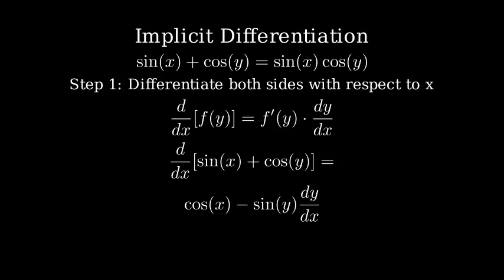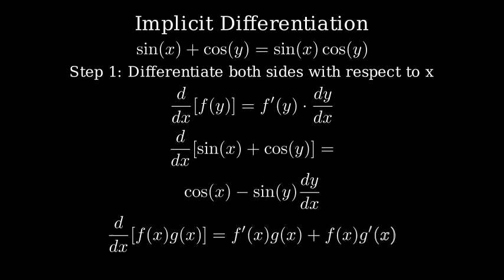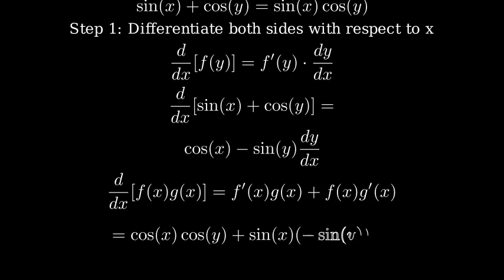Now for the right side, we use the product rule, since we have sin(x) times cos(y). The derivative is cos(x) times cos(y) plus sin(x) times negative sin(y) times dy/dx. Let's combine these into one equation.